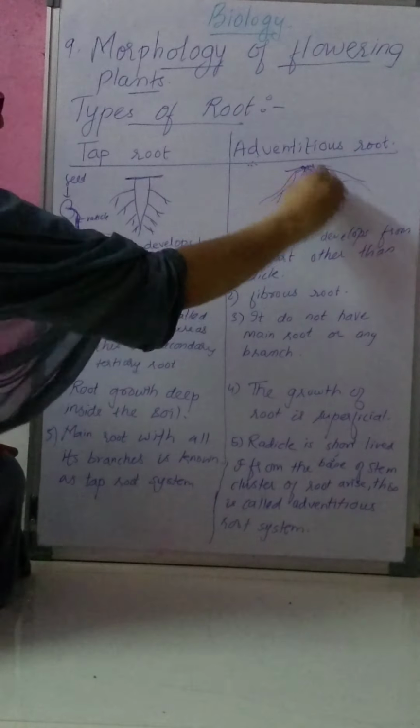Modification of taproot for food storage. Here the taproot stores food. Now where is the food stored in the taproot? The food is stored in the main part of the taproot. The main part is known as the primary root. So in the primary root, that is the main root, food is stored.